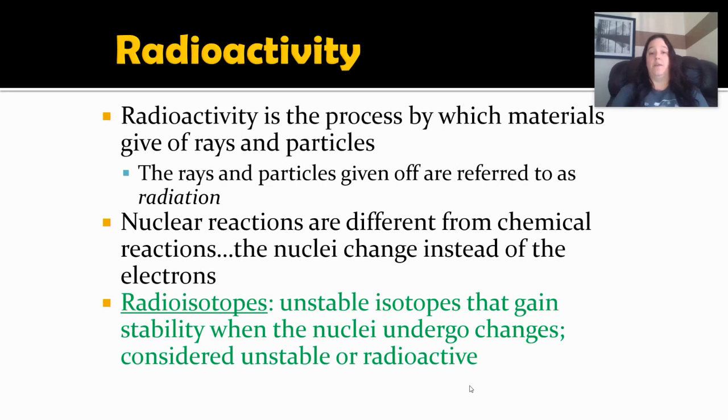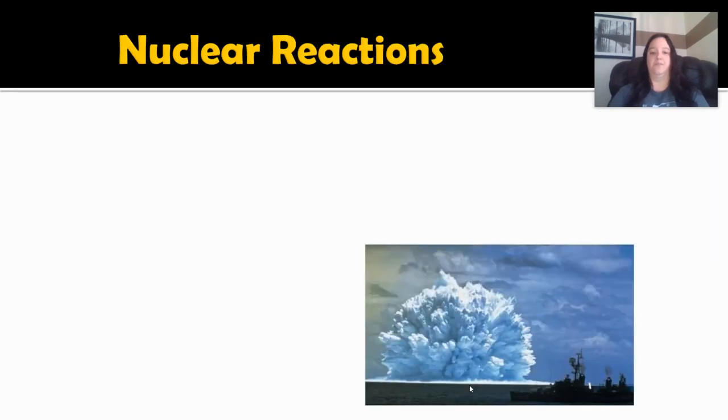So we are going to be copying the green that you see here. Radioisotopes are unstable isotopes that gain stability when the nuclei undergo changes that are considered unstable or radioactive. So you'll see this term, unstable, refers to something being radioactive. It's not stable, and it's going to try to get that way by any means possible, which means it's going to give off those rays and particles that we just talked about.